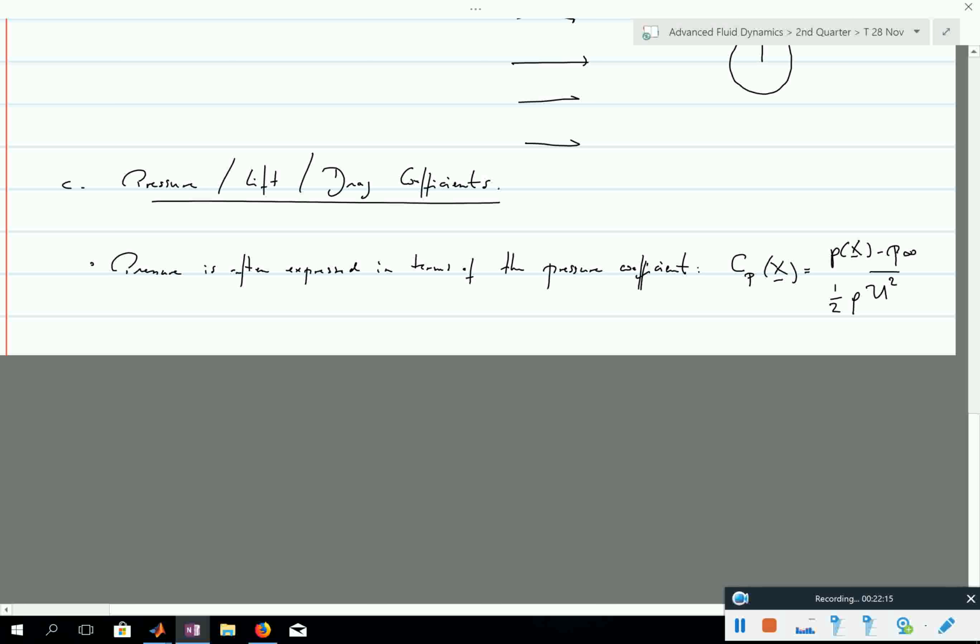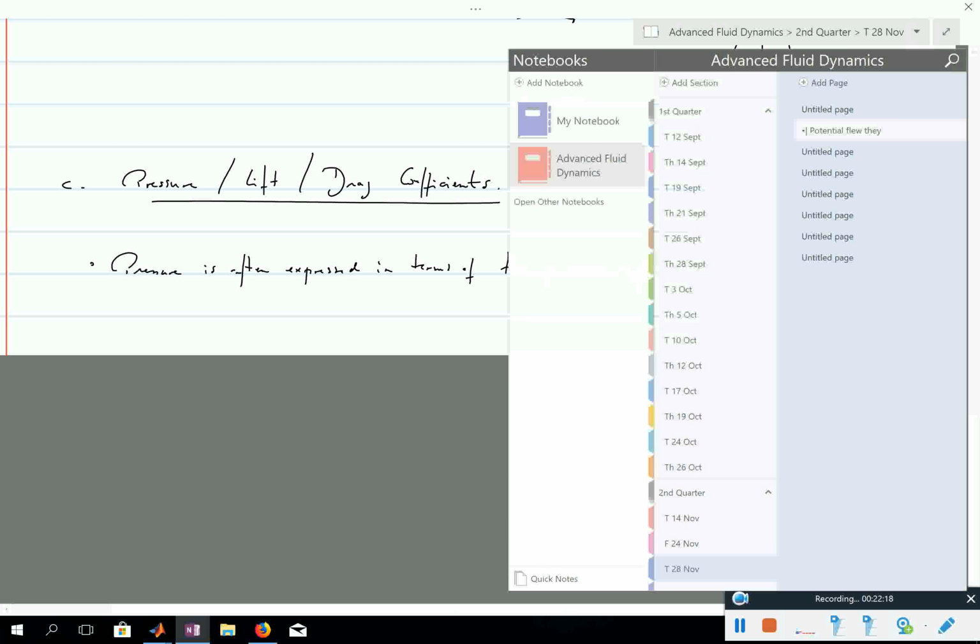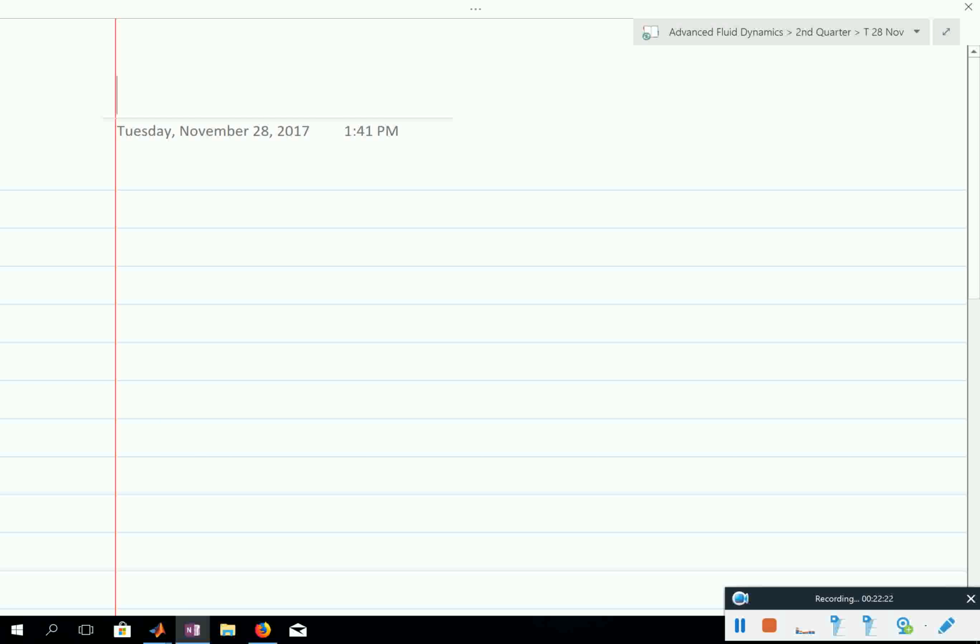And then for the lift coefficient and the drag coefficient, you call the lift coefficient capital C L and the drag coefficient capital C D, and the lift coefficient is going to be equal to L divided by 1/2 rho u squared times your frontal surface.